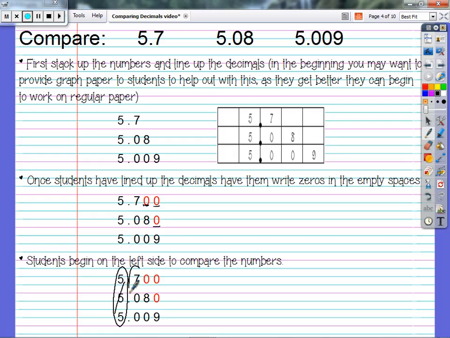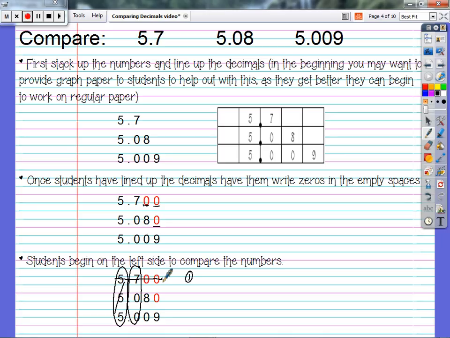Then that's when we go to the next set of numbers, we circle them, and then we can start comparing here. When we're looking at these numbers, we can see that if we're ordering these from greatest to least, 7 is greater than 0. So this is going to be our greatest number here. So I just go ahead and label it with the 1 on the side. Since I'm done with this one, I'm just going to cross it out, so that way I know when I continue to compare, I'm not going to get these digits confused.